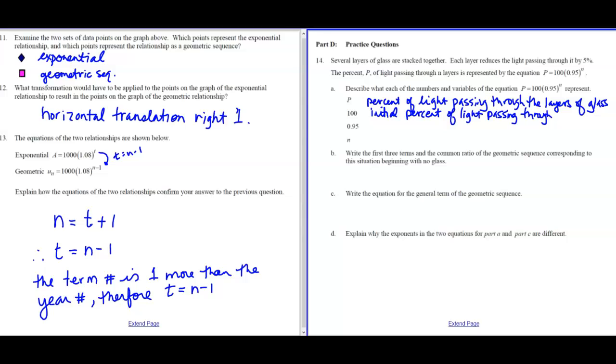So the 0.95, so it says there that each layer reduces the light by 5%. So now we have 0.95, that's what's remaining. That's the percent as a decimal of light that is passing through. So we can say that, I guess, the decimal or the fraction, sometimes we just say the fraction of light passing through. N is the number of layers.